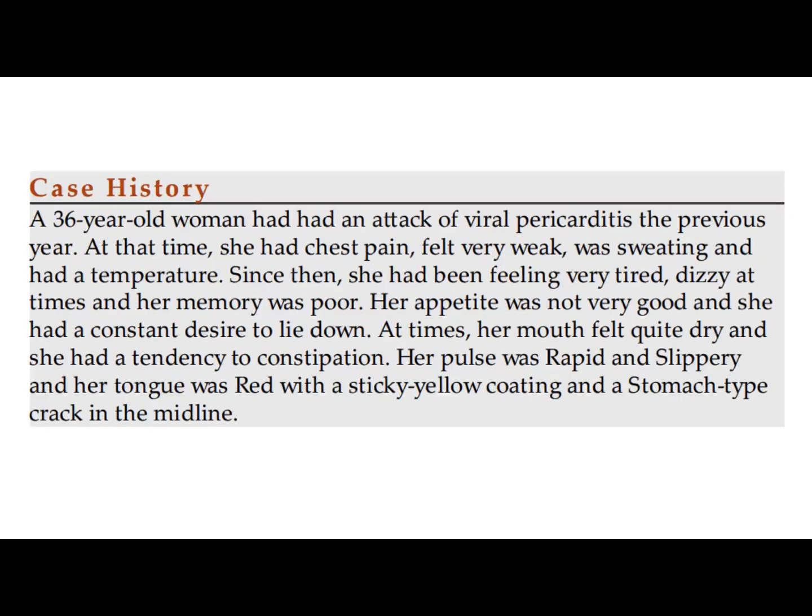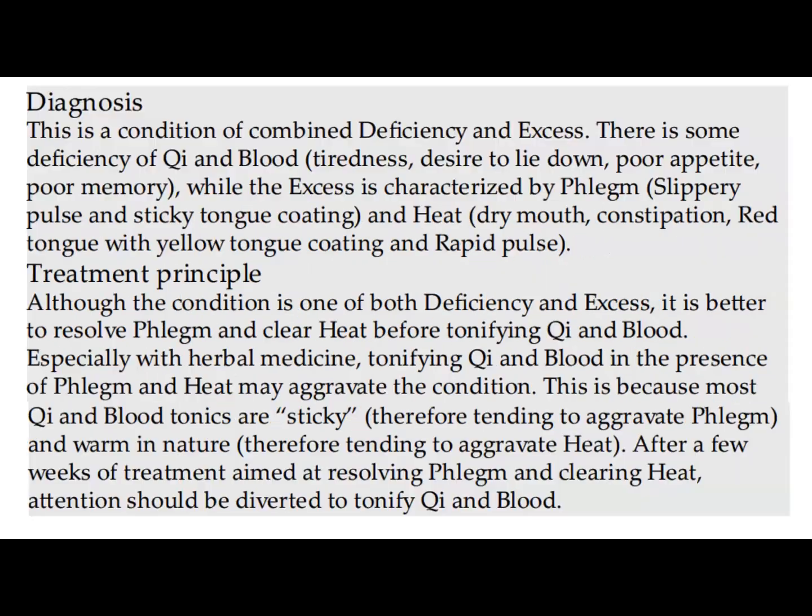We have here another case history, 36-year-old woman who had had an attack of viral pericarditis the previous year. At that time, she had chest pain, felt very weak, was sweating, and had a temperature. Since then, she had been feeling very tired, dizzy at times, and her memory was poor. Appetite was not very good, with constant desire to lie down. At times, her mouth felt quite dry, and she had a tendency to constipation. Pulse was rapid and slippery, tongue red with a sticky yellow coating, and a stomach-type crack in the midline.